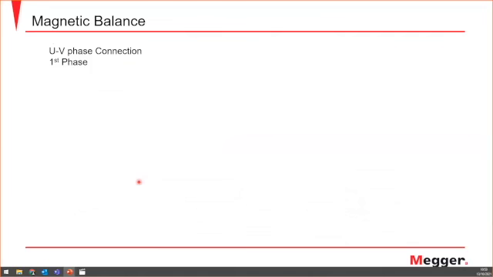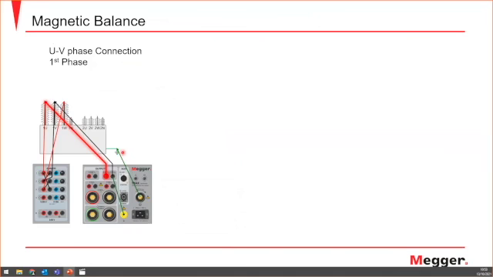Magnetic balance: I will explain this by doing the connection and explaining what we are doing. At magnetic balance, we are applying some voltage on the UV phase. For the time being, we only use pre-selected voltages with our testers, where we can put some voltage, for example, between U and V, but we have to measure across the 3 phases separately. We are only applying on one phase, and we are measuring across the 3 phases.